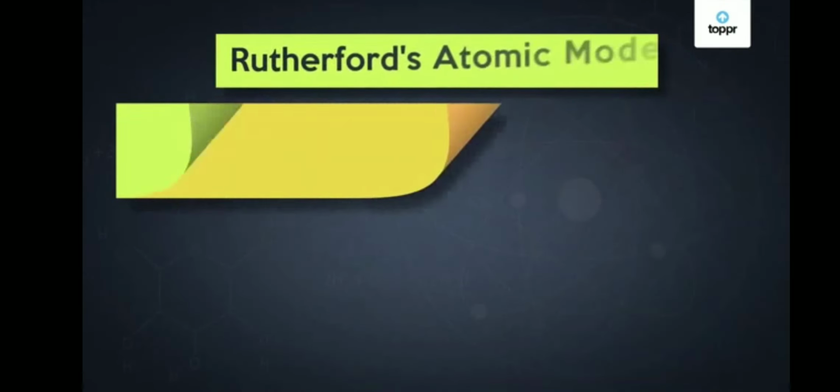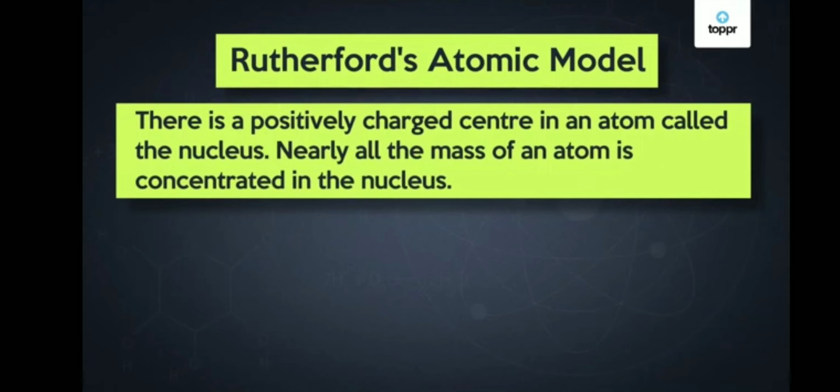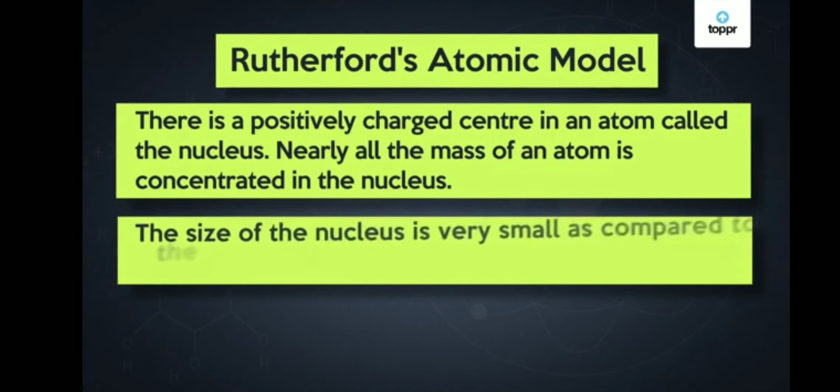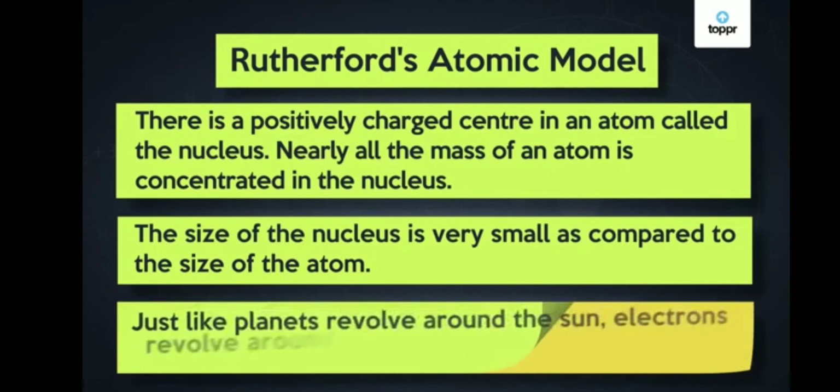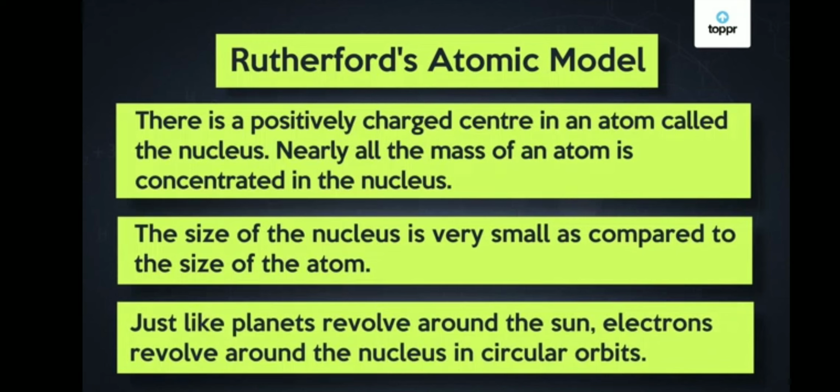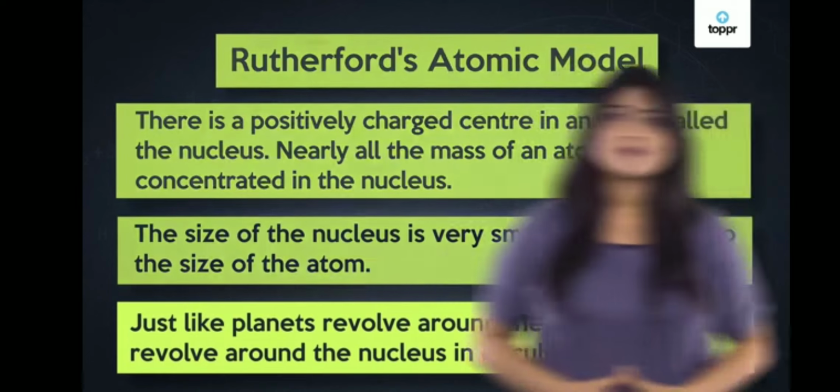Thus, on the basis of his experiments, observation, conclusions and comparison, Rutherford put forward the nuclear model, which had the following features. Firstly, there is a positively charged center in an atom called the nucleus. Nearly all the mass of an atom is concentrated in the nucleus. Secondly, the size of the nucleus is very small as compared to the size of the atom. Finally, just like planets revolve around the sun, electrons revolve around the nucleus in circular orbits. This model was clearly better than Thomson's model.